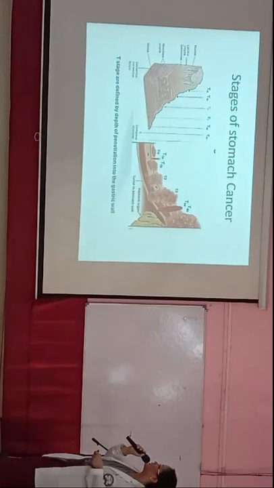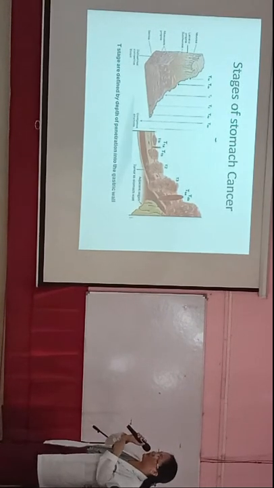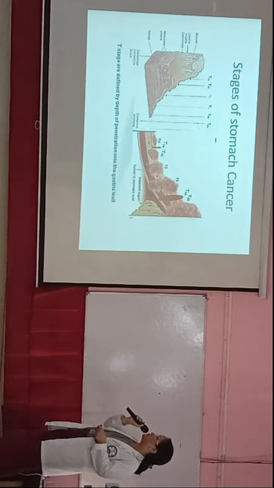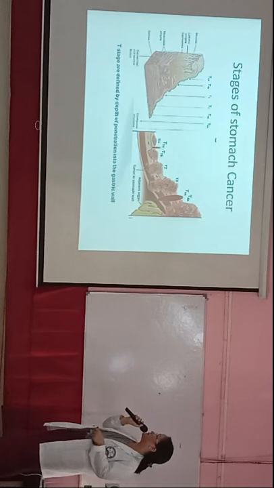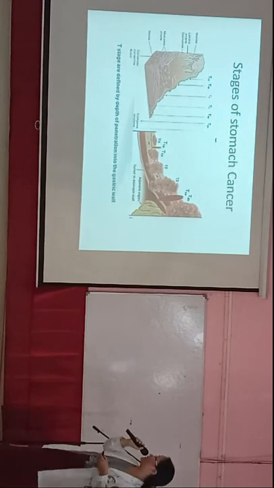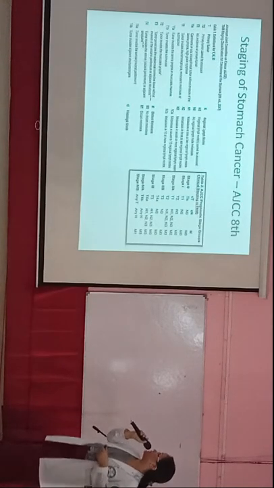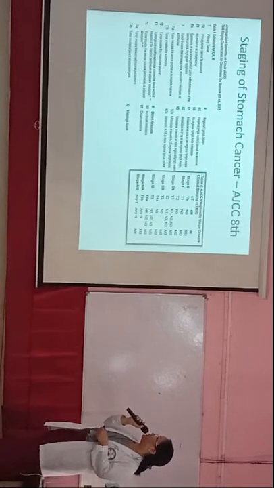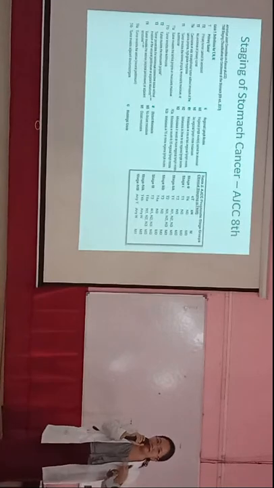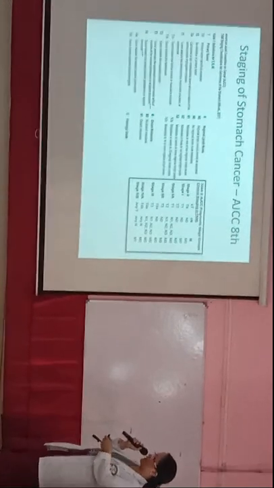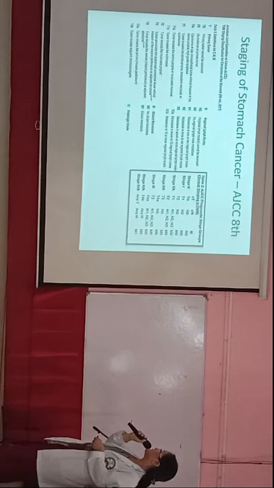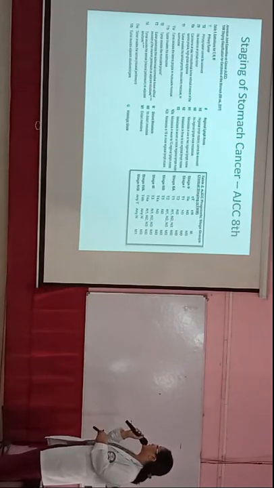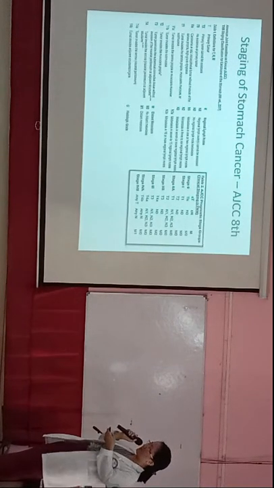That is in T1A, T2, if possible. T1 is something that is limited to mucosa or the lamina propria. T2 is extended to muscularis propria. Anything more than that is advanced disease. We follow AJCC, that is the American Joint Committee on Cancer, who periodically produce this staging system. So staging not only includes the tumor size, it also has to include lymph node status and distant metastasis. So stage 1 is T1 or T2, no lymph node mets, and anything more than that is advanced disease.